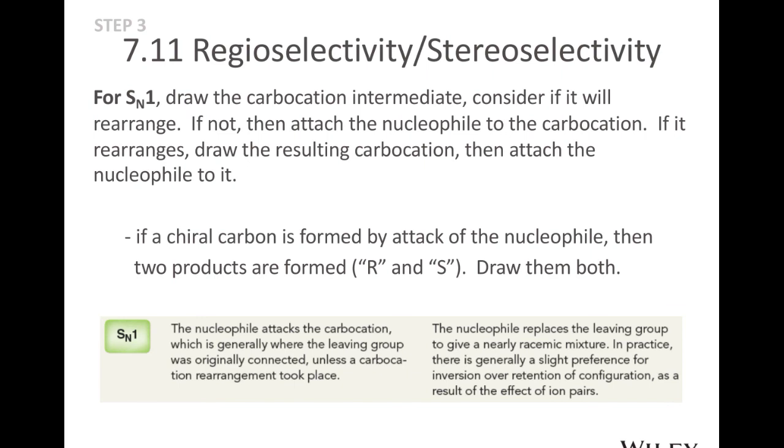If you have a chiral carbon, what happens? If a chiral carbon is formed by attack of a nucleophile, then you're going to draw both R and S products. So instead of inversion of configuration like we saw in an SN2 mechanism, with SN1 what you get is racemization, a racemic mixture. So you're going to draw both the R product and the S product, the product that results from retention of configuration and the product that results from inversion of configuration.